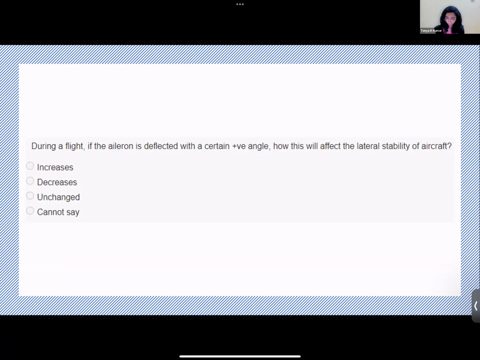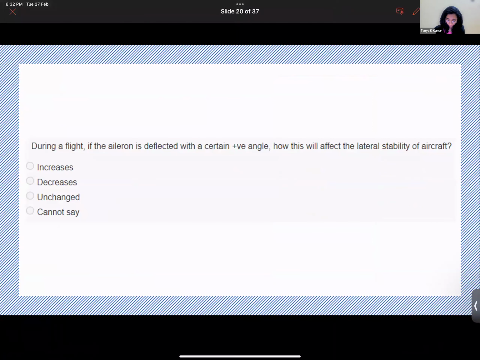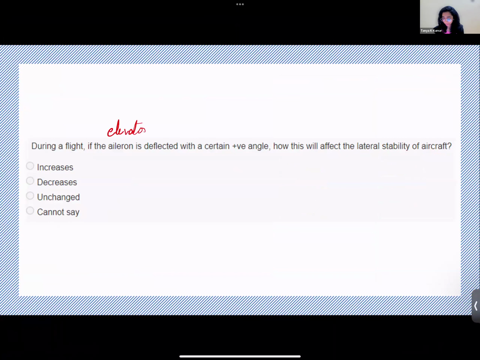Aileron is something that we are not very familiar with. So if an elevator is deflected with a certain positive angle, how will it affect longitudinal stability? Longitudinal stability is something that we have dealt with, right? In the stability control course, we have studied this extensively. So if that is more familiar, you can tell me how, during a flight, if I deflect the elevator with a certain positive angle, the longitudinal stability of the aircraft will be affected.